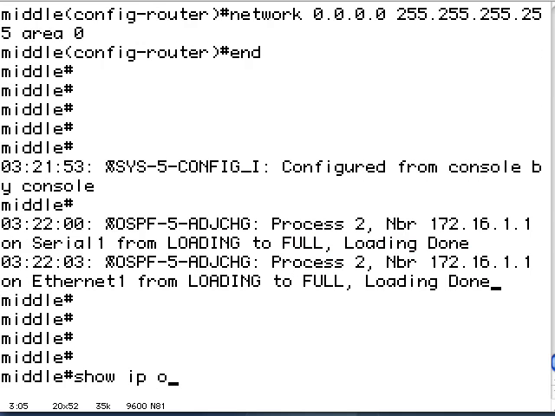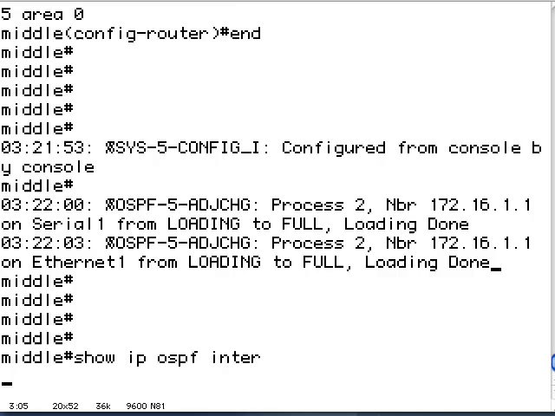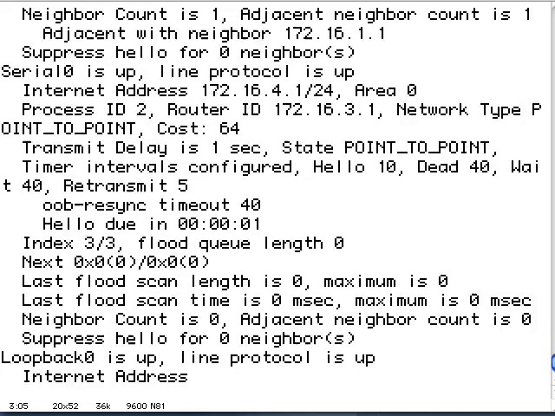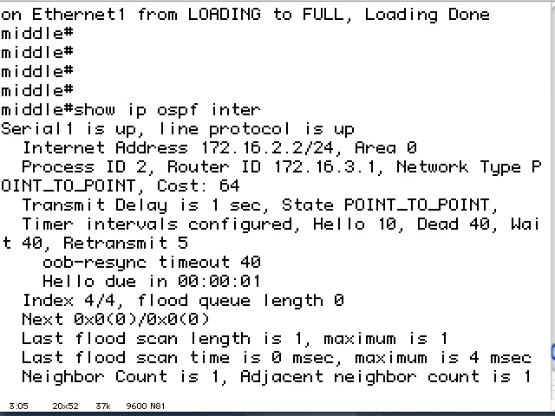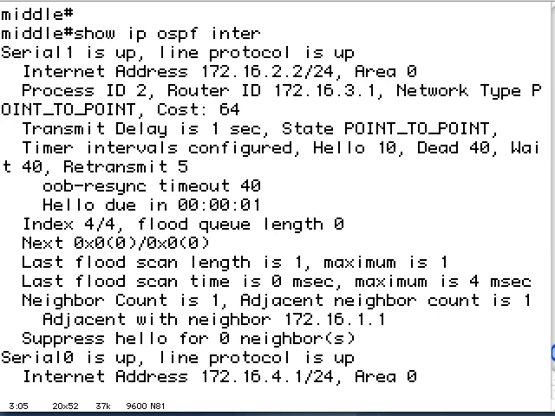Show IP OSPF interface. Let's look through my interfaces that are OSPF enabled. Serial 1 and process ID 2. Network type is point-to-point because that's a serial link. Cost is 64. And let's see, hello due in 1 second. And neighbor count is 1. I have 1 neighbor out serial 1, which makes sense.